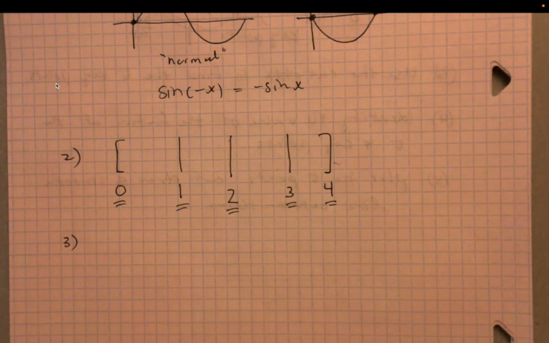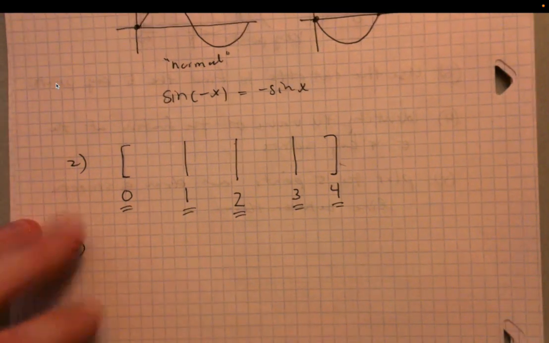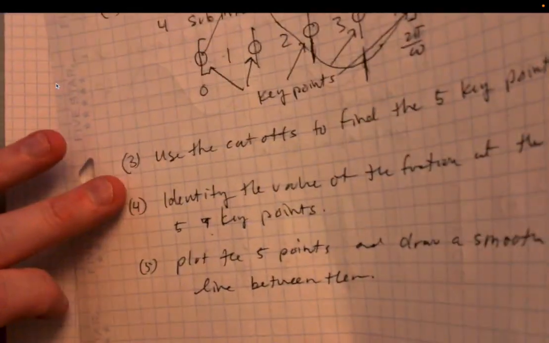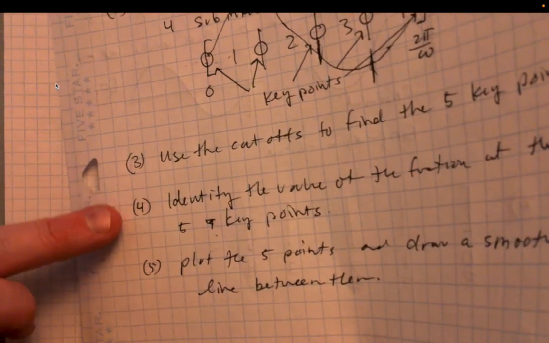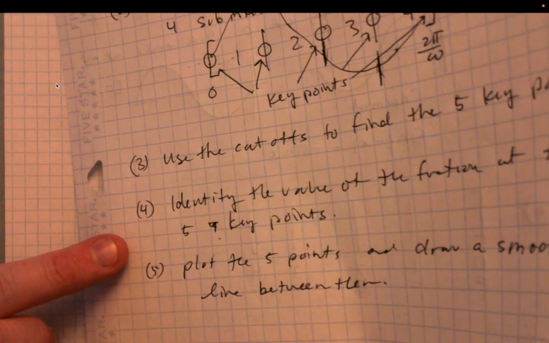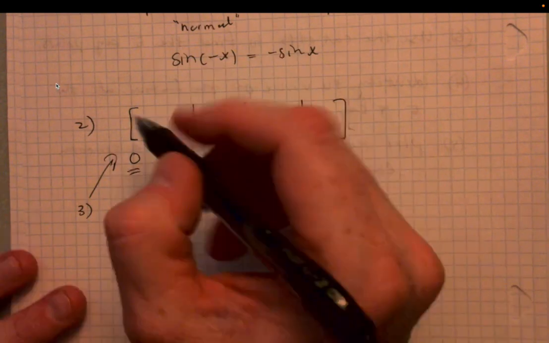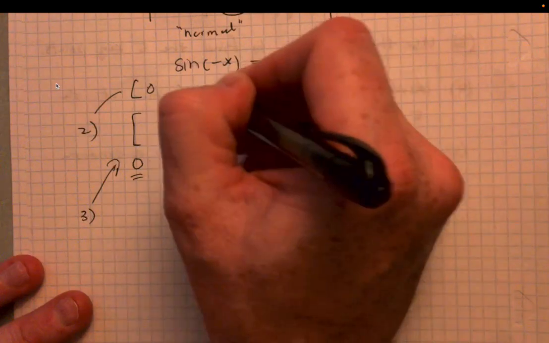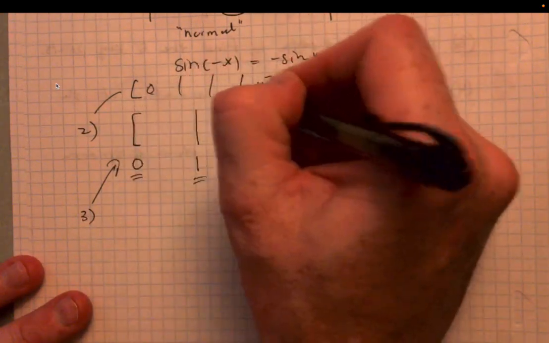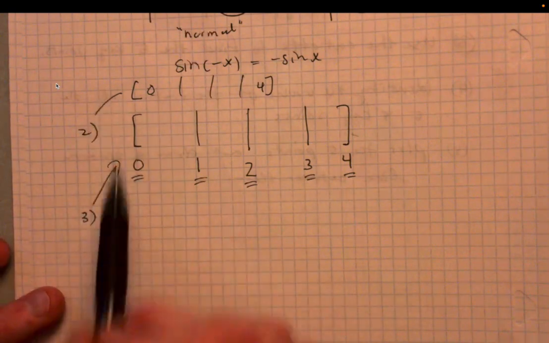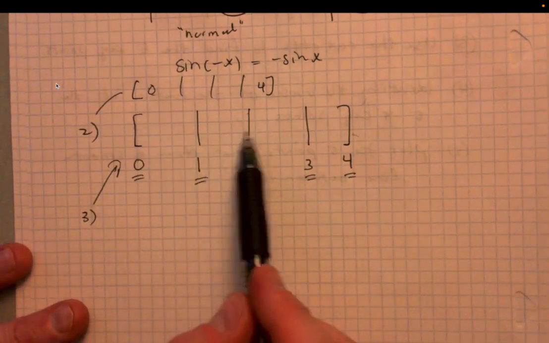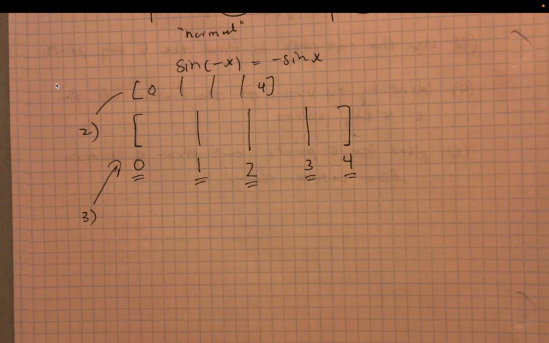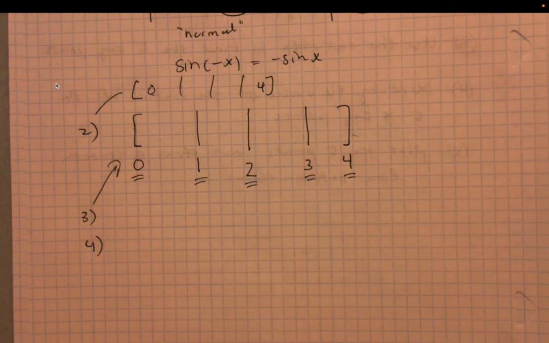Okay. And so what we want to do in step 3, let me make sure I'm following the steps just right. Use the cutoffs to find the 5 key points. Okay, step 4 then is to identify the value of the function at the 5 key points. All right, so this is actually step 3. Step 2 was identifying that it goes from 0 up to 4. Right, and then it breaks down into these intervals. So really, step 2 and 3 are kind of the same, aren't they? Right? You're really just kind of looking for these intervals. So maybe it didn't need to be broken apart. But okay, so step 4 then is to find the values of the function.